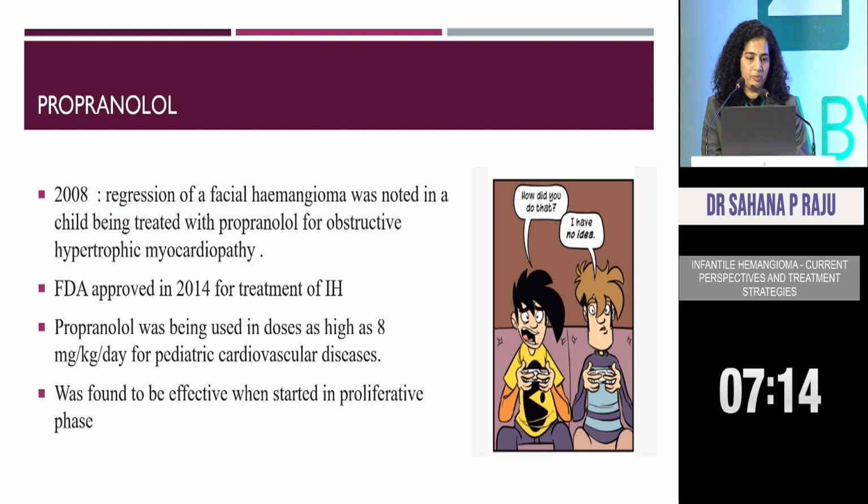Coming to propranolol. This was a serendipitous discovery where a child with HOCM was treated with propranolol, and they also observed regression of the facial hemangioma. It was FDA approved in 2014, and the main mechanism of action is vasoconstriction due to decreased release of nitric oxide. It was found to be more effective when started in the proliferative phase, but we use it to treat hemangiomas in any stage after understanding its efficacy.